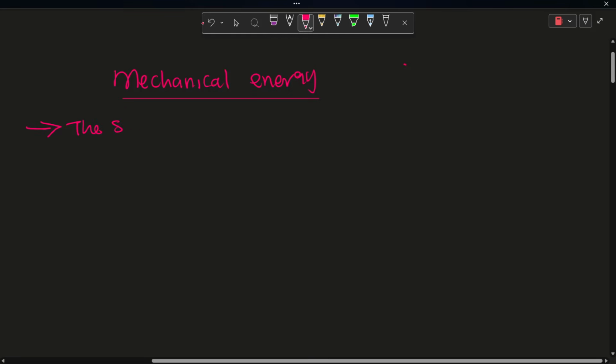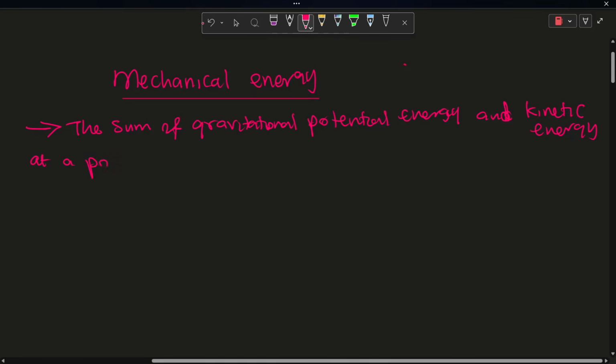It refers to the sum of gravitational potential energy and kinetic energy. That is the thing at what? At a point. The sum of gravitational potential energy and kinetic energy.